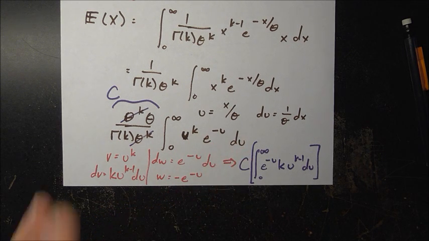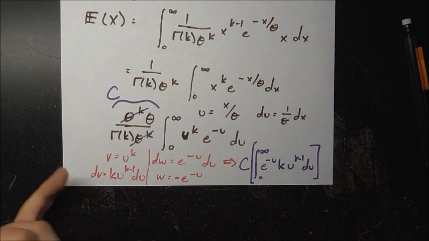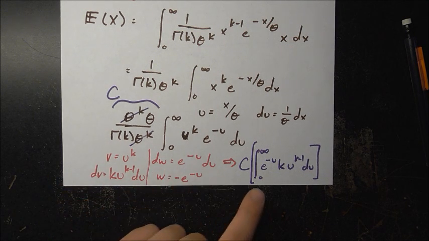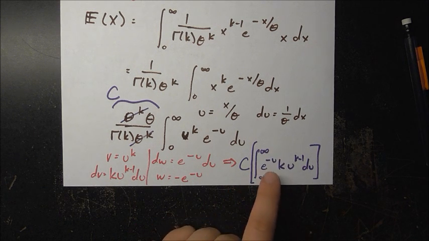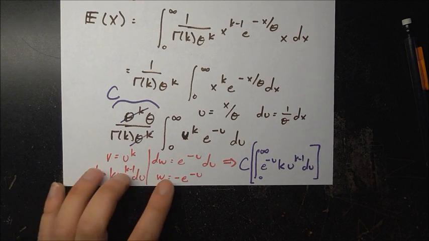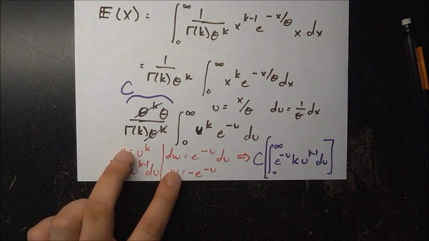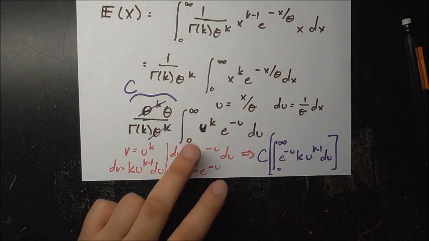Now we have to do integration by parts, and I've given what you should put as v and dw. This way you get the same C over here. You get the integral from 0 to infinity of e to the minus u, k, u to the k minus 1, du. Let me see what happened. When you do integration by parts, you have vw, so you have u to the k, e to the negative u, evaluated from 0 to infinity.